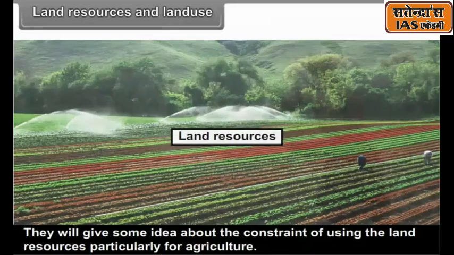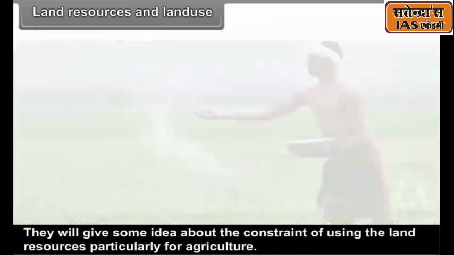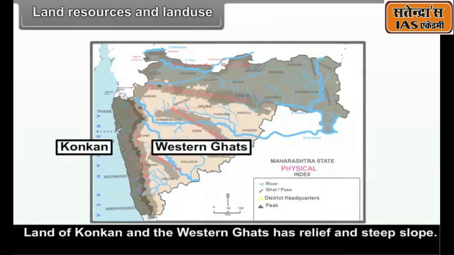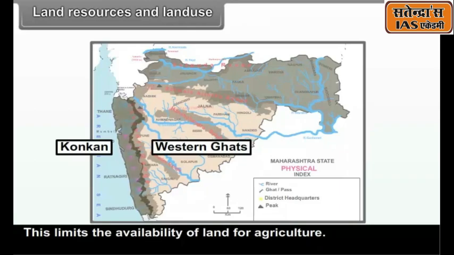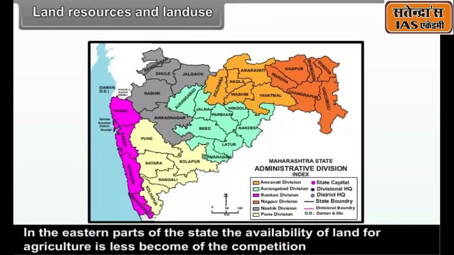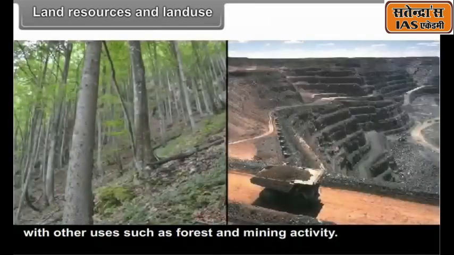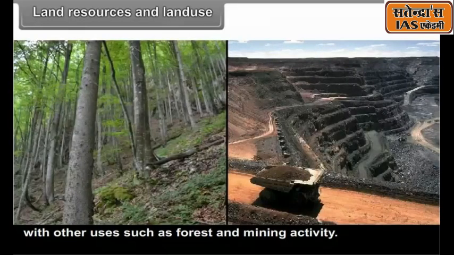particularly for agriculture. Land of Konkan and the Western Ghats has high relief and steep slope. This limits the availability of land for agriculture. In the eastern parts of the state, the availability of land for agriculture is less because of the competition with other uses such as forest and mining activity.